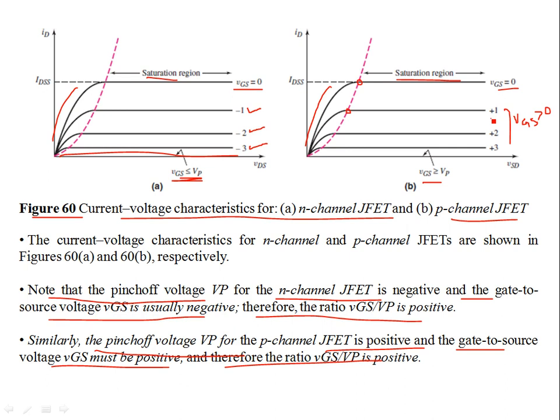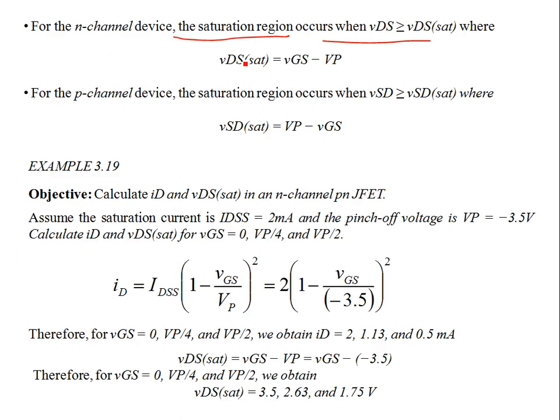Now for the given VGS curves, we have these saturation points in the JFET's characteristic curves, and this voltage is the overdrive voltage. Okay, so the minimum VGS that you require above the threshold voltage is what determines the transition point. So for an n-channel device, VDS saturation is given by VGS minus VP. Similarly, for a p-channel device, saturation occurs when VSD is greater than VSD sat. So VSD sat is VP minus VGS. Okay.